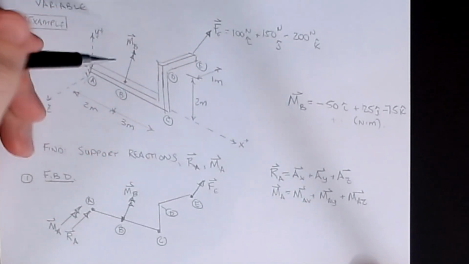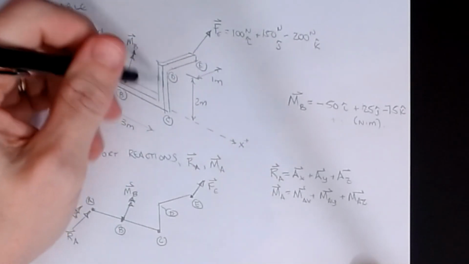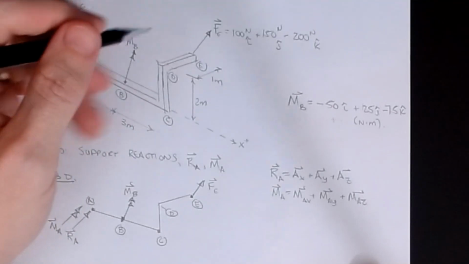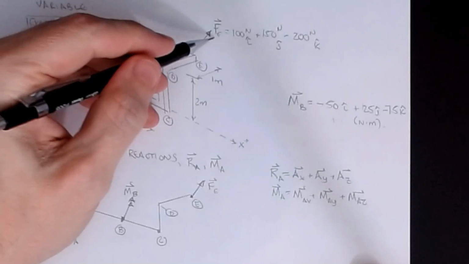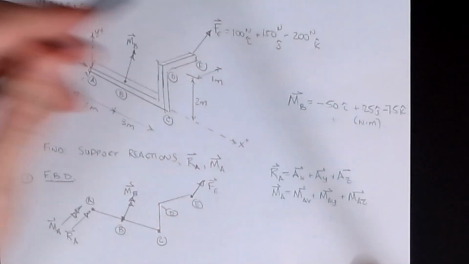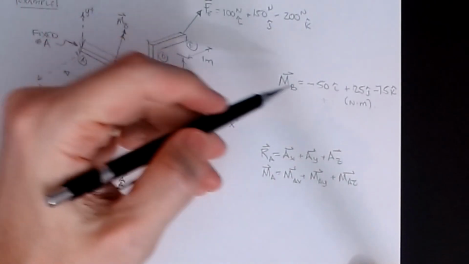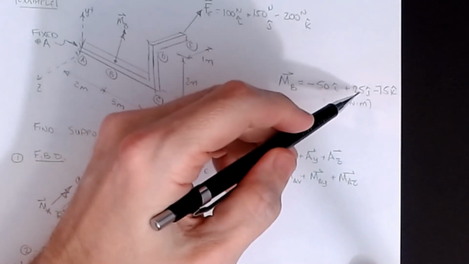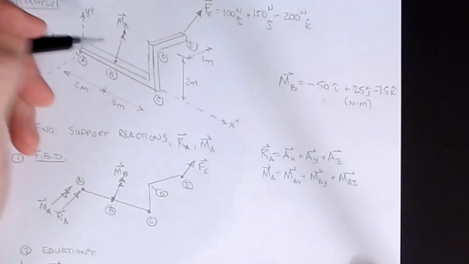And so I have a point A at the wall, B is where the moment is, and then it has this three-dimensional elbow bend, and then out on the end of this lever arm at point E, I have a force vector E that is 100 newtons i plus 150 newtons j minus 200 newtons k. Okay, and then the moment at B we're given is minus 50i plus 25j minus 15k. Okay, and the units on that are newton meters.